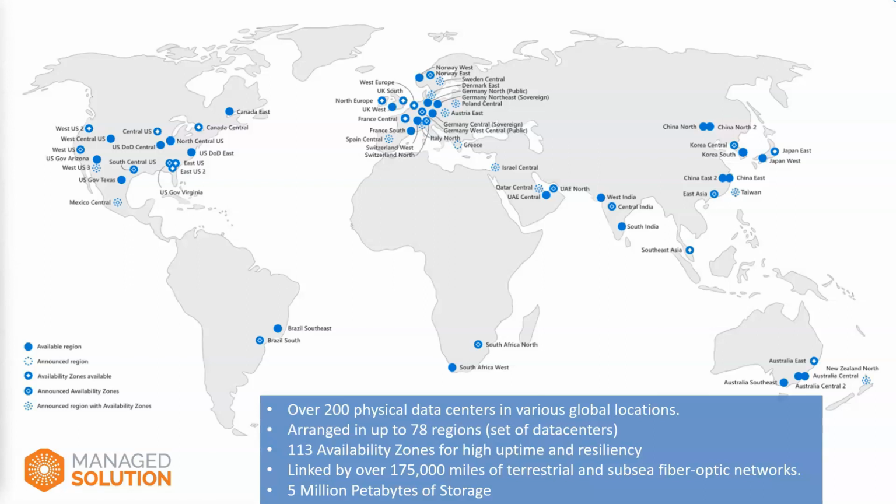Among those, there's 113 availability zones. This provides that high uptime, high resiliency, business continuity. It's linked by over, get this, 175,000 miles of terrestrial and subsea fiber optic networks. Believe it or not, that is the diameter of Saturn's rings. And there is 5 million petabytes and growing of storage.